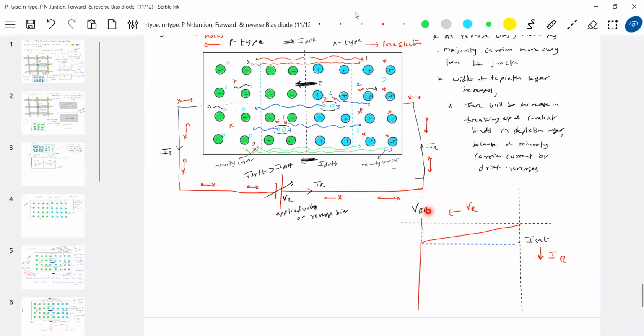What is the breakdown voltage? Let's say 10 volt, 9.8 volt. The current is of order 10 to the power of minus 10. Suddenly, when it becomes 10 volt, a large current flows. If I go for a small change to 10.1, the current from almost 10 to the power of minus 10 ampere will suddenly become 10 milliampere. Very large current will flow here.